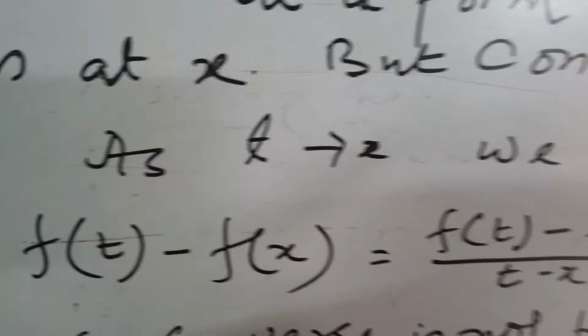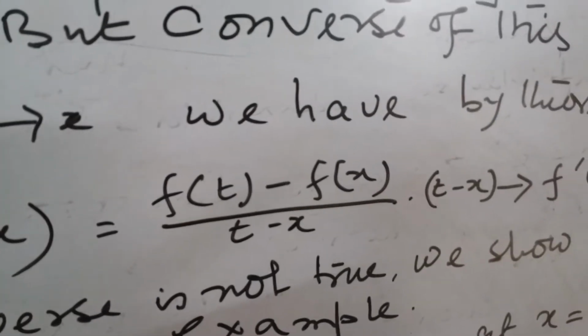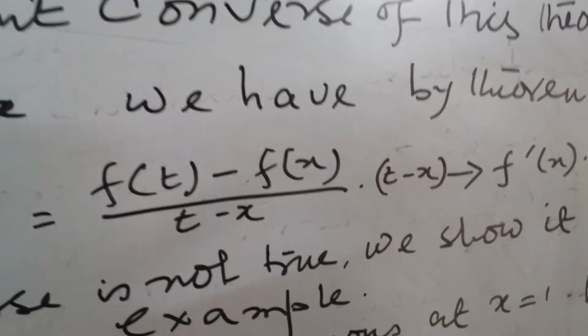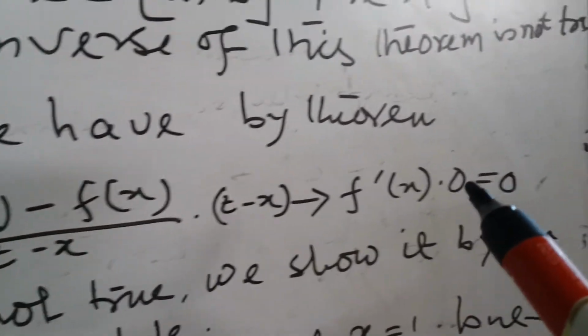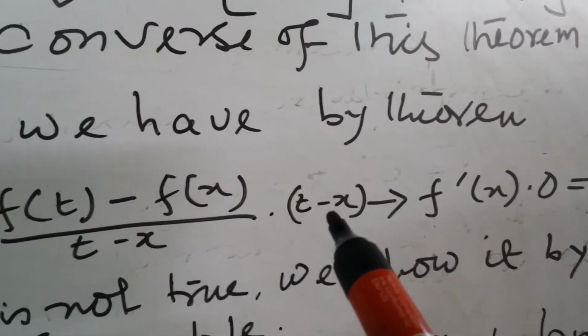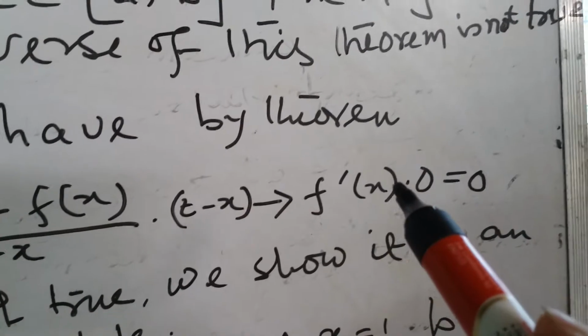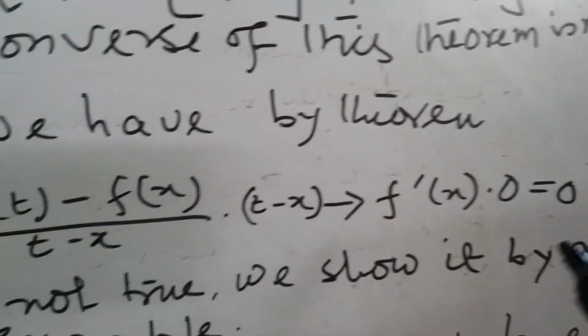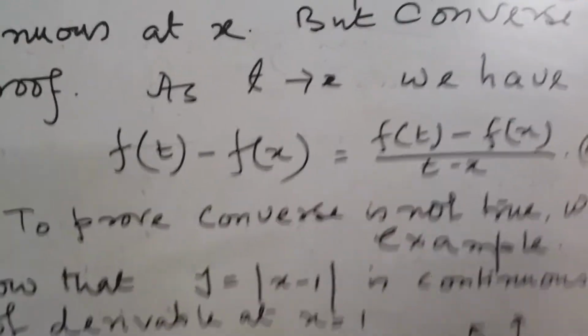Proof. As t tends to x, we have by theorem f(t) minus f(x) is equal to (f(t) minus f(x)) by (t minus x) into (t minus x). So if t tends to x, this must be f dash x. And t minus x tends to 0. So it tends to f dash x into 0, that is equal to 0. And that's why f(t) is equal to f(x). So it is continuous at that point.